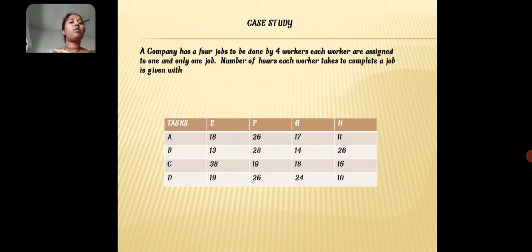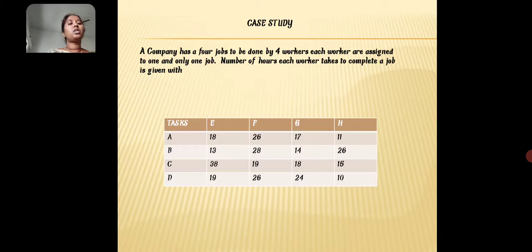So it is a 4 rows and 4 columns table. We put the names for the rows as capital A, B, C and D. So these all represent the 4 jobs. And we put the names for the columns as E, F, G, H. These all represent the 4 workers. So the first row values are 18, 26, 17, 11. Second row values are 13, 28, 14, 26. Third row 38, 19, 18, 15. The last row 19, 26, 24, 10.